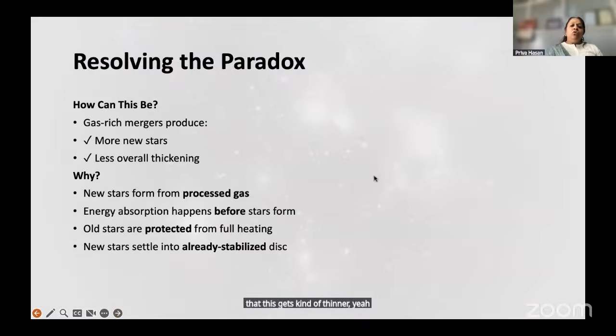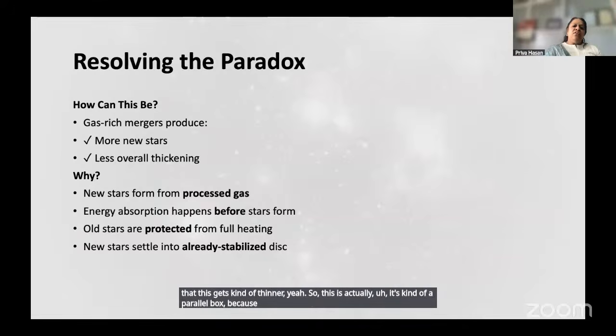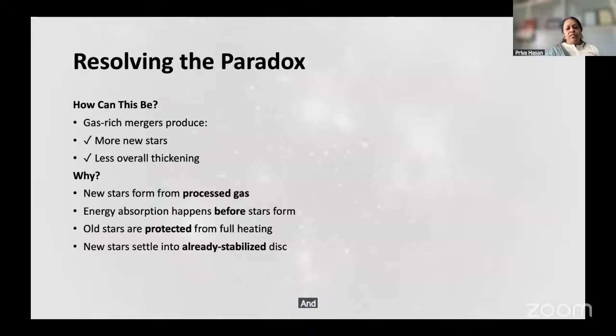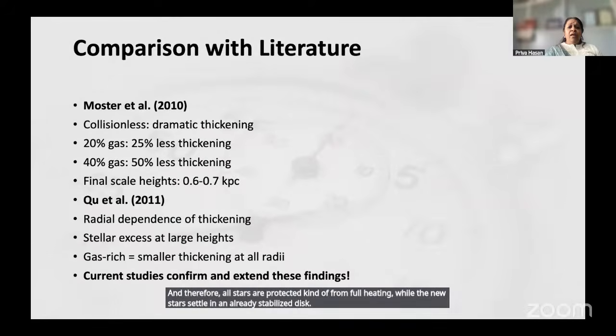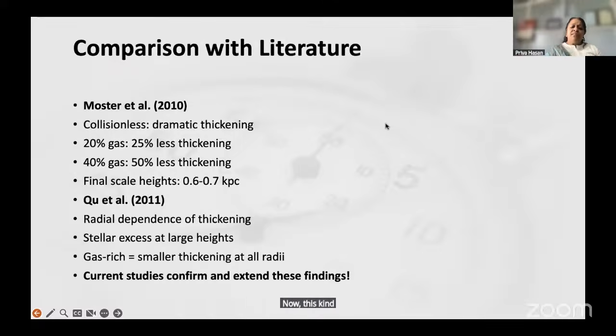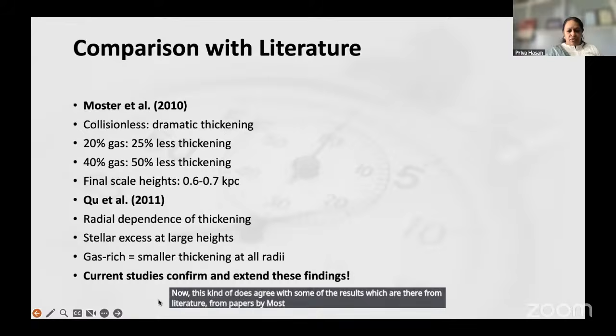So this is kind of a paradox, because gas-rich mergers produce more stars and less overall thickening. Like we said, the new stars are formed from the processed gas, and the energy absorption happens before the stars form. Therefore the stars are protected from full heating, while the new stars settle in an already stabilized disk. Now, this does agree with some of the results from the literature, from papers by Moster et al. as well as Qu et al.